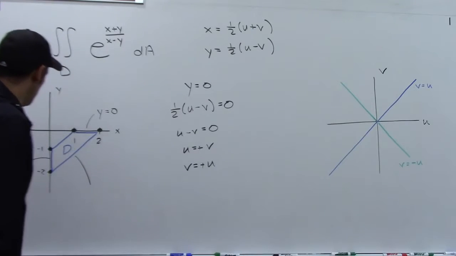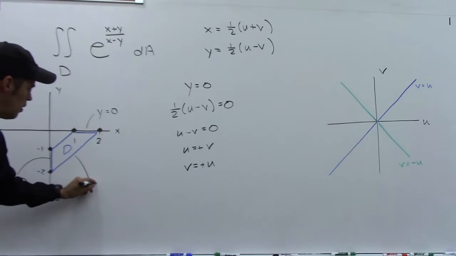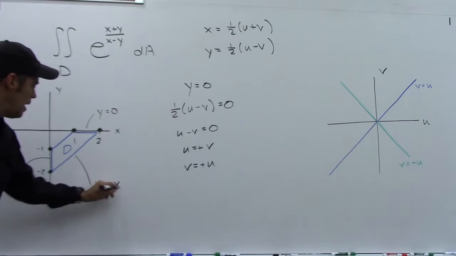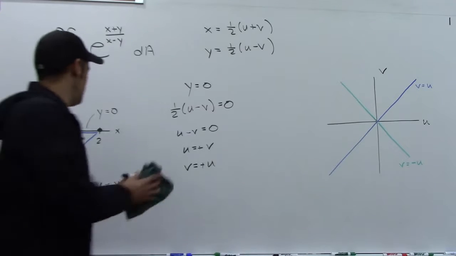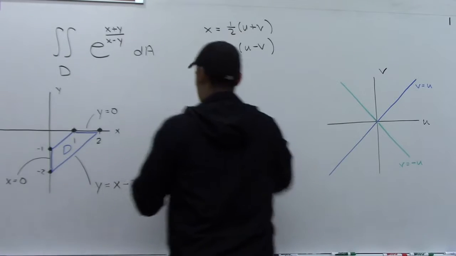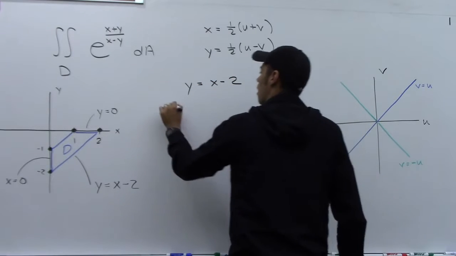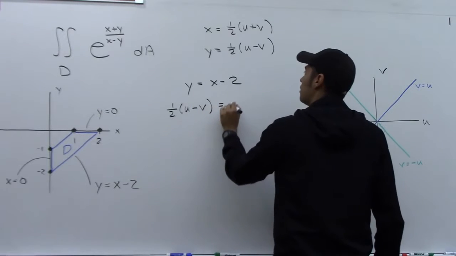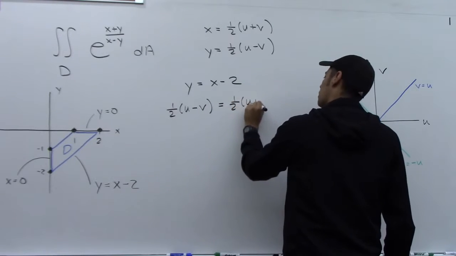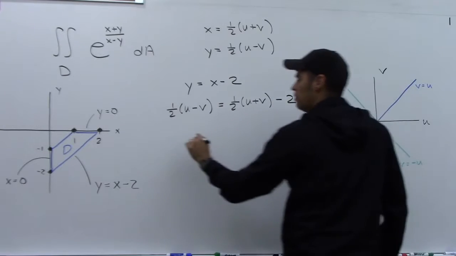This one right here. So the slope of that line, you go up 2 over 2, so it's y equals x. And then the y-intercept here is negative 2, so x minus 2. So I'm going to write this down. y equals x minus 2. So y is 1/2 u minus v equals x, which is 1/2 u plus v minus 2. Multiply everything by 2.